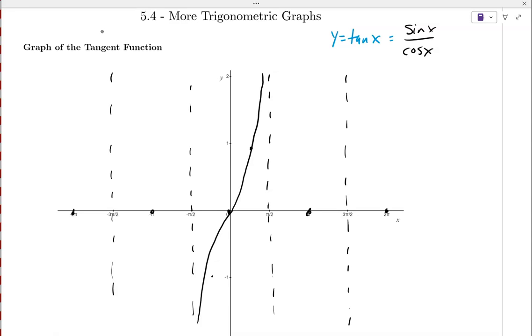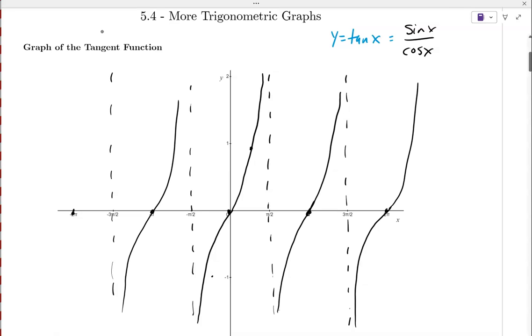How about the next piece? From pi over 2 to pi, what quadrant are you talking about? 2. Tangent positive or negative in quadrant 2? Negative. So we should be down here again, right? Pi to 3 pi over 2, what quadrant are you talking about? 3, and tangent is positive. So we should be up here, right? So we get another copy of this graph over here. And it continues over and over again like that. So here's what your tangent graph looks like.